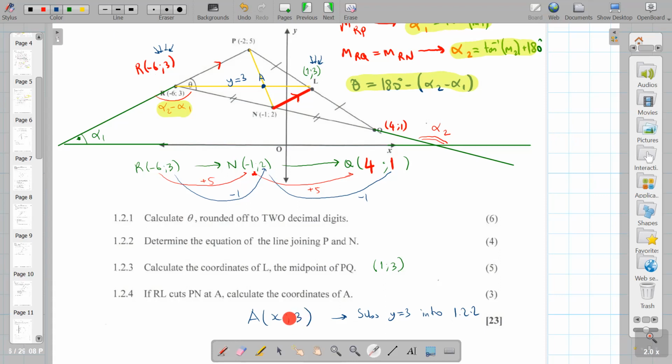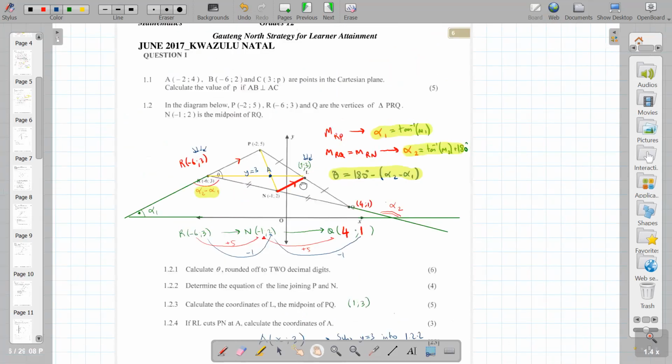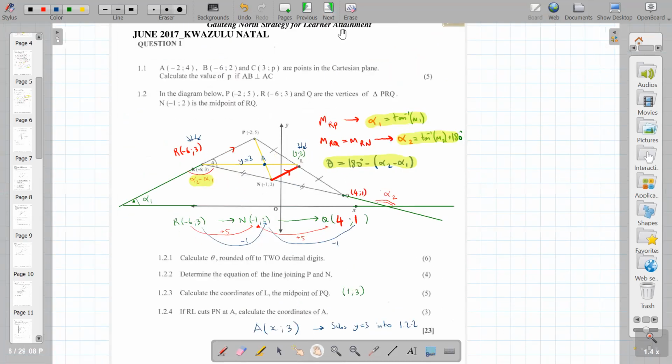So what is important here? Actually, you can equate two lines, two equations, but we don't really need to spend time finding the equation of RL because it's a horizontal line. So that's y equal to 3. Okay, so that was this line geometry question.